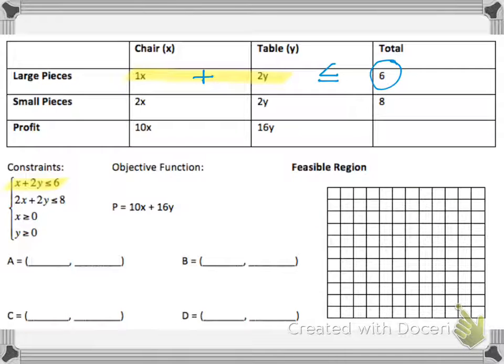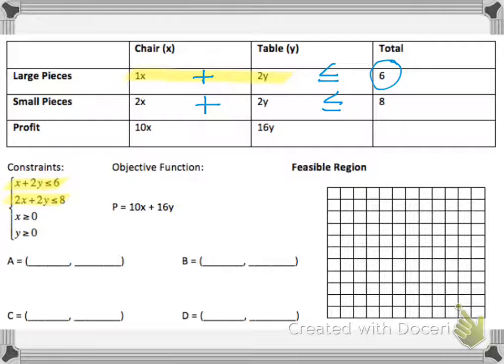If we move on to the second row, we see for small pieces I should have 2x plus 2y, and that has to be less than or equal to 8, which is the total number of small pieces that I have, and that's where this second constraint comes from.